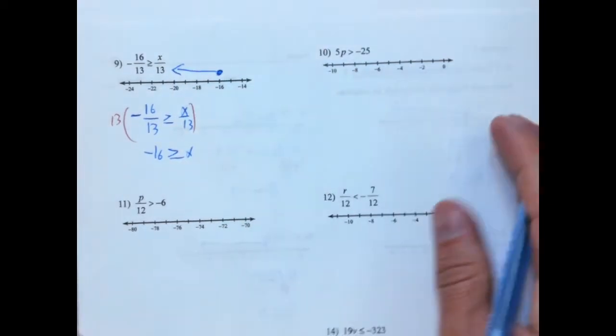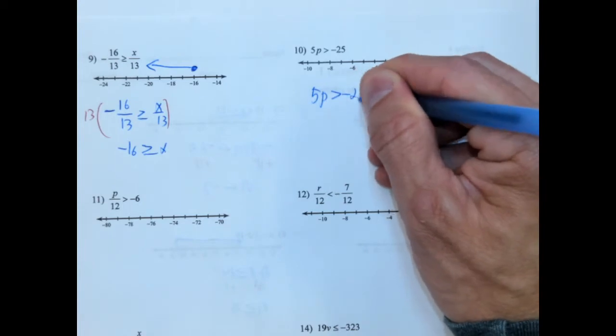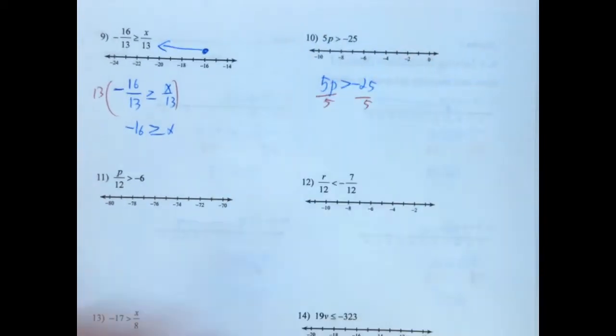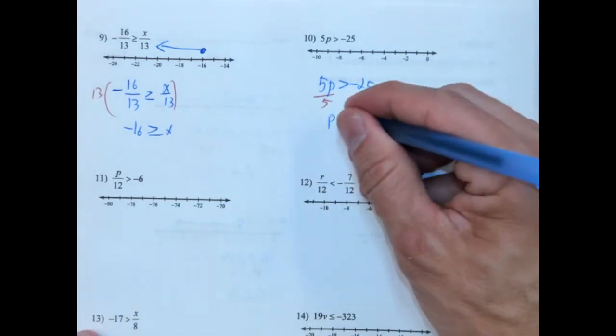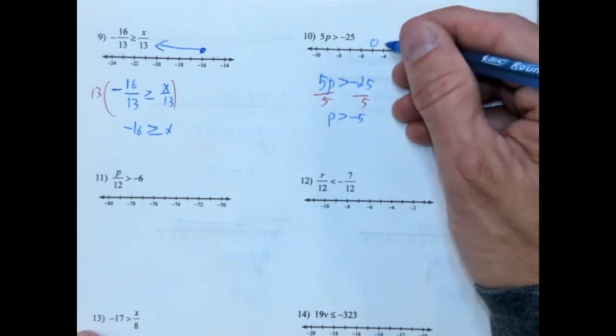Okay. We have 5p is greater than negative 25. We're going to divide by 5 because that's our coefficient. So p is greater than negative 5. So negative 5 would be here. P is greater than, well, that way.